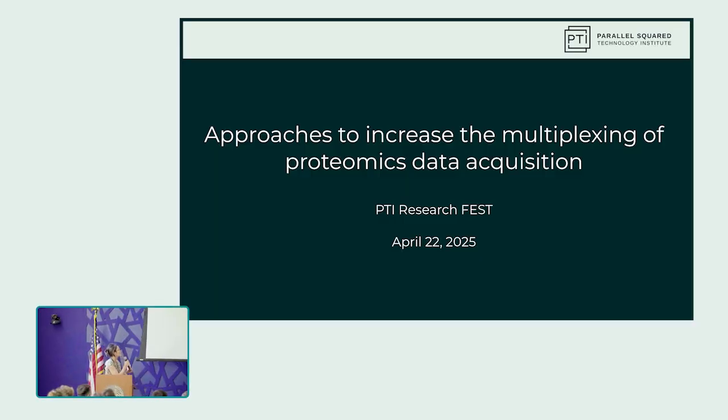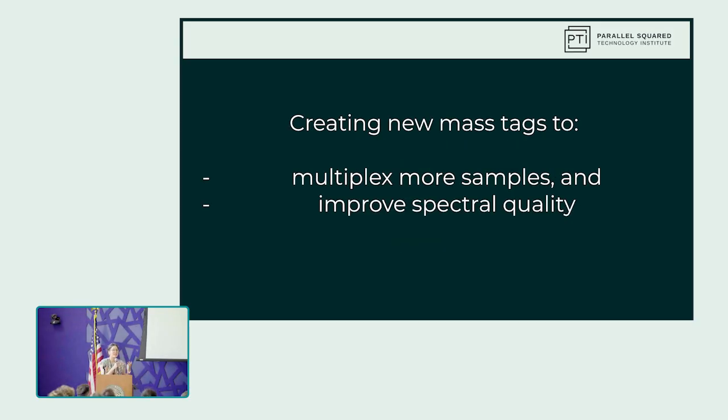As Harrison mentioned, today we're presenting on our mass tags. The title of our presentation is approaches to increase the multiplexing of proteomics data acquisition, more specifically creating new tags to first run more samples in parallel, a process that we call multiplexing, and also to improve spectral quality, which is the quality of data used to identify and quantify peptides and proteins by mass spec.